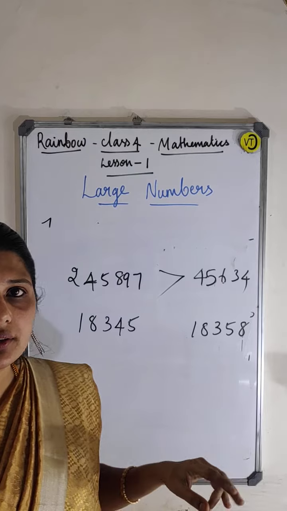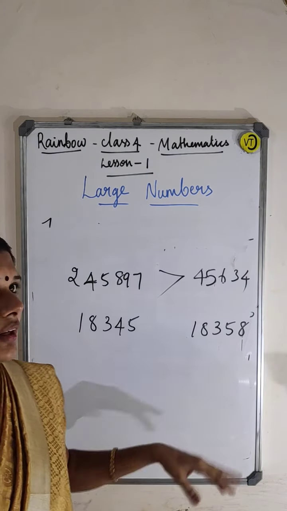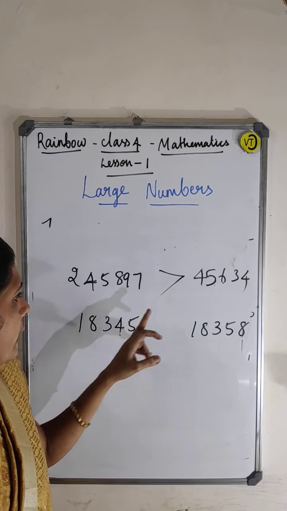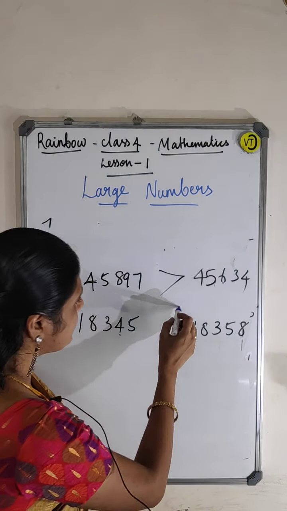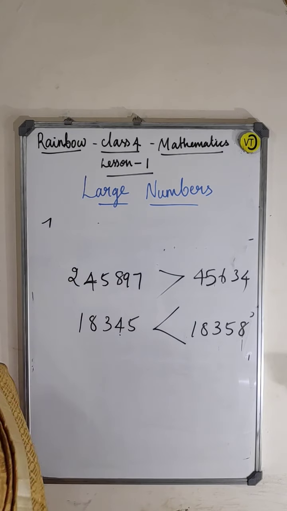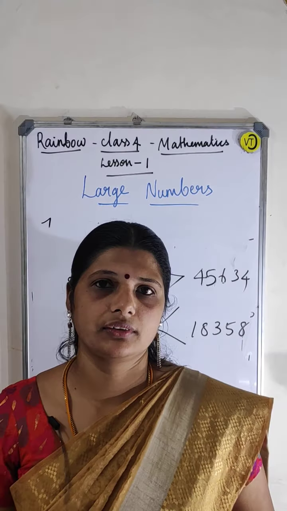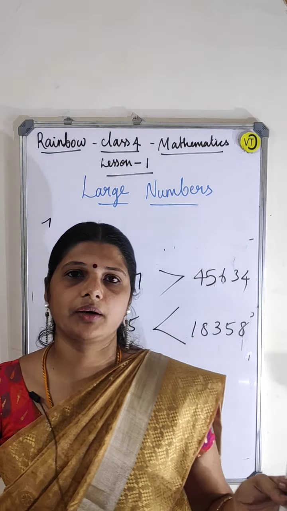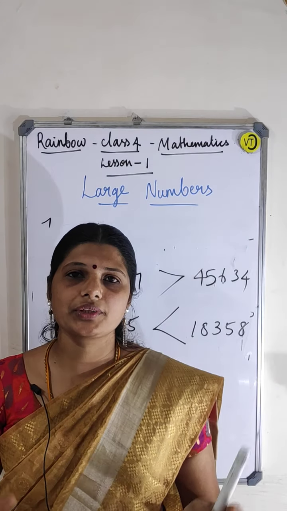1 and 1, same. 8 and 8, same. 3 and 3, again same. 4, and this is 5, right? This is a 5. So this will be the greater number. So one by one you have to check the digits. Both the numbers you have to check one by one. You will get which is the bigger number.